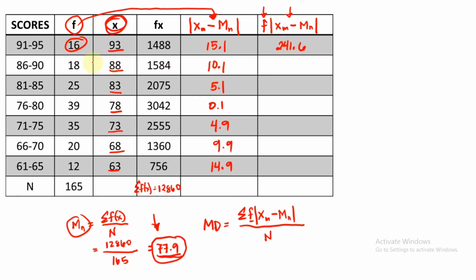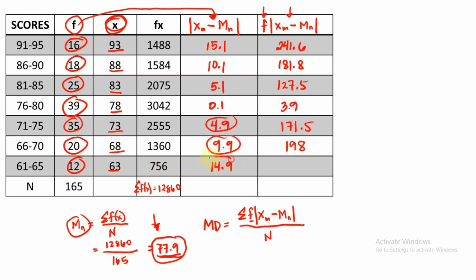241.6. Next, 18 times 10.1, that is 181.8. Next, 25 times 5.1, the result is 127.5. Next, 39 times 0.1, the result is 3.9. Next, 35 times 4.9, the result is 171.5. Next, 20 times 9.9, the result is 198. And 12 times 14.9, the result is 178.8. Then we will find the total sum.